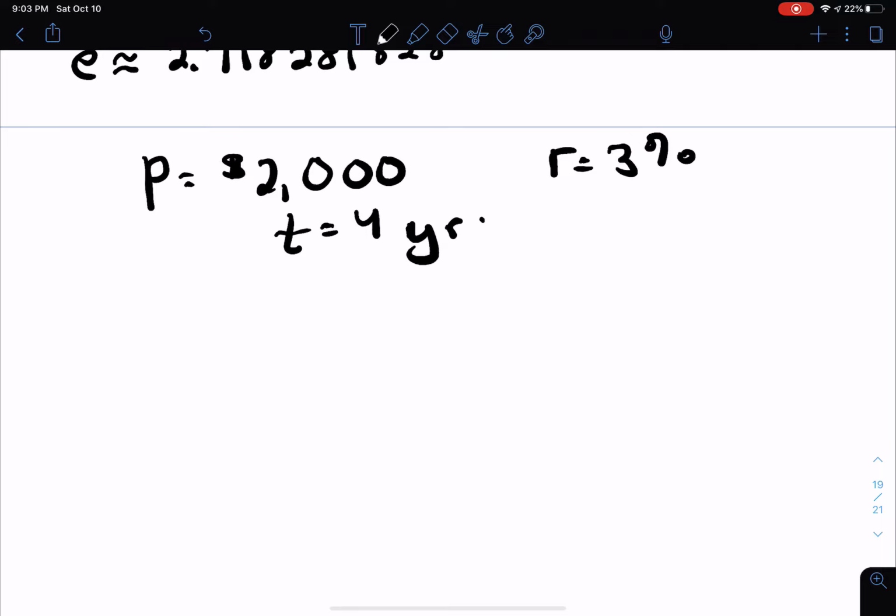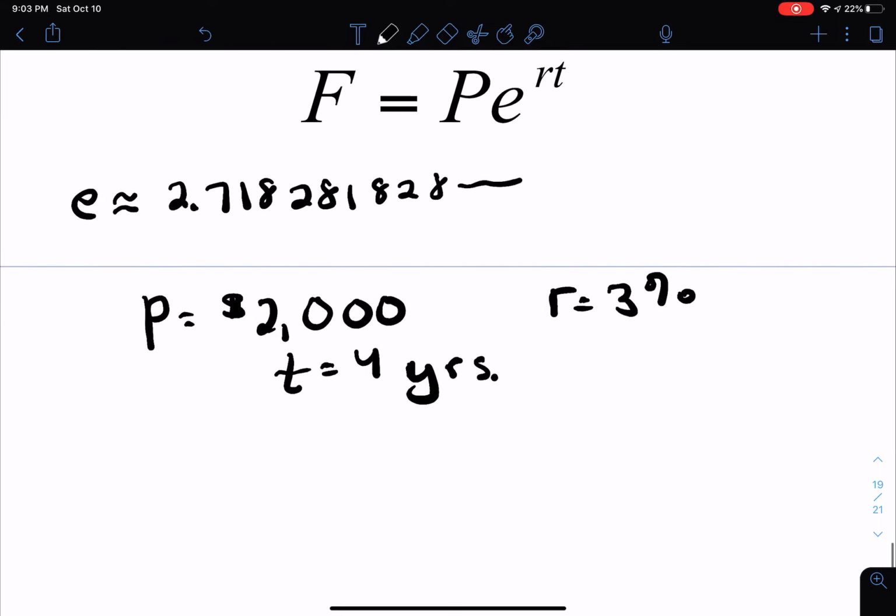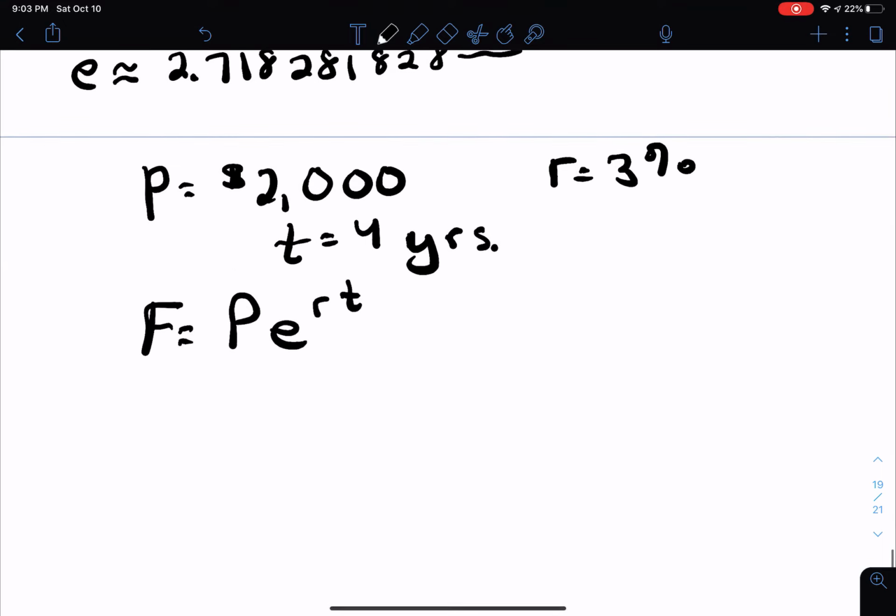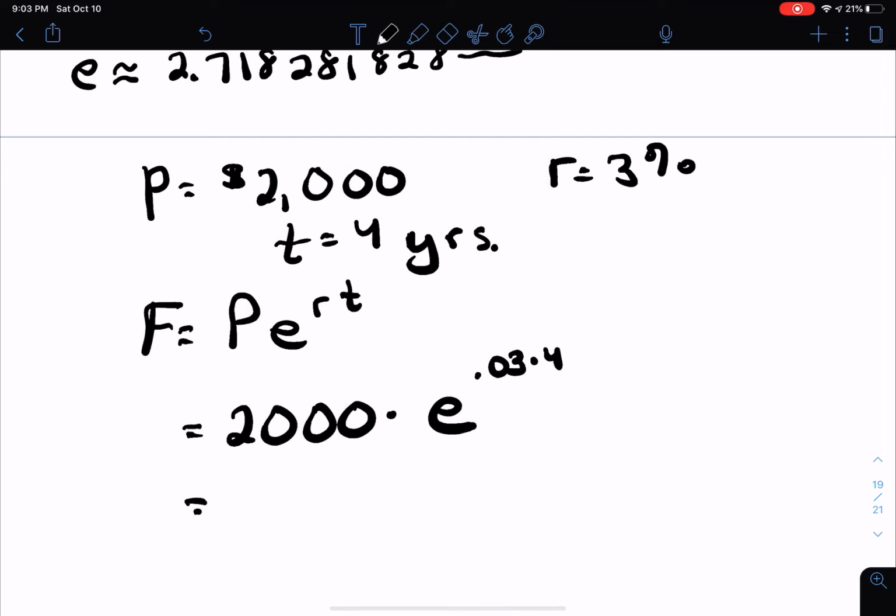All right. So let's revisit the example. Let's come full circle back to the example from the beginning of this video. P is $2,000, R is 3%, T is 4 years. And let's pretend we're compounding continuously. F equals PERT. So it's principal of $2,000 times e to the 0.03 times 4. So 0.03 times 4 is 0.12. So we're going to do e to the 0.12 first.